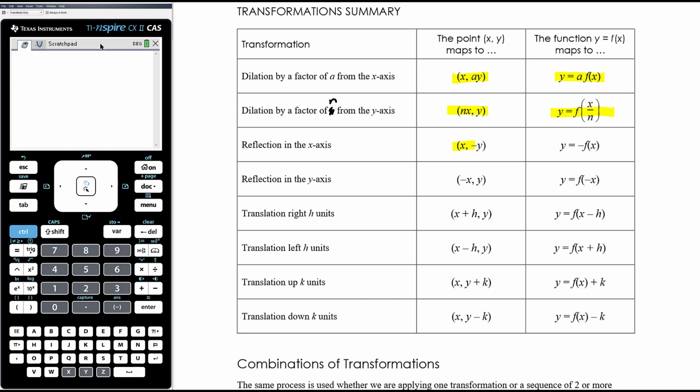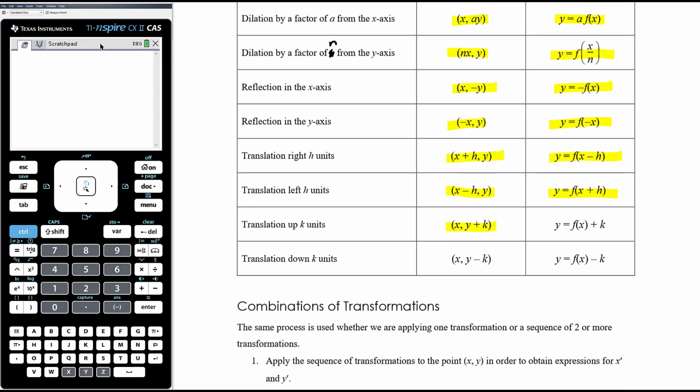Reflection in the x-axis is multiplying the y values by -1, which is negative f of x. Reflection in the y-axis is multiplying all the x coordinates by -1, which results in the equation being f of negative x. Translating right by h, we add h onto all the x coordinates. When we apply that into the function, we get f of x minus h. Similarly, translating left, we're subtracting from all the x coordinates. When we apply that into the function, we get f of x plus h. Translating up by k, we're adding k onto all the y values. We apply that into the function, we get f of x plus k, and down f of x minus k.